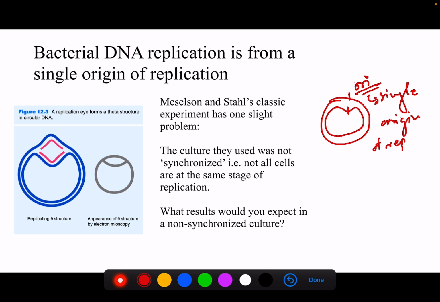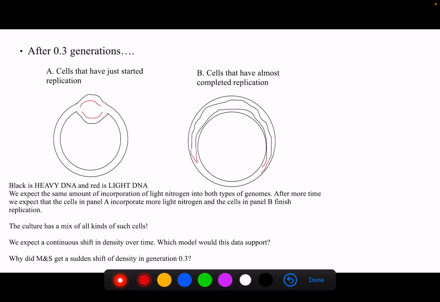Meselson and Stahl's classic experiment has one slight problem. The culture they used was not synchronized. That is, not all cells are at the same stage. So how did they get this good result? What result would you expect from a non-synchronized culture? Cells that have just started and cells that have almost finished.